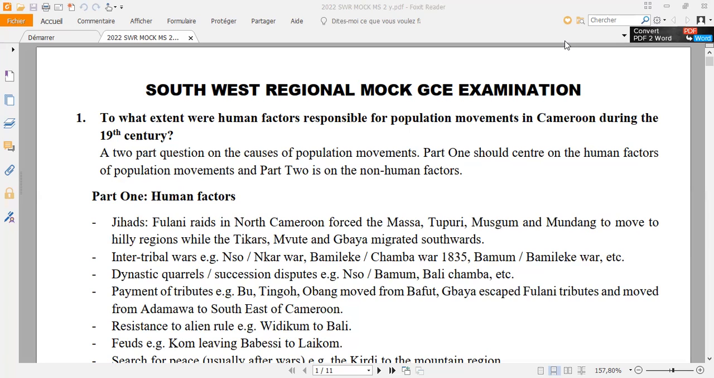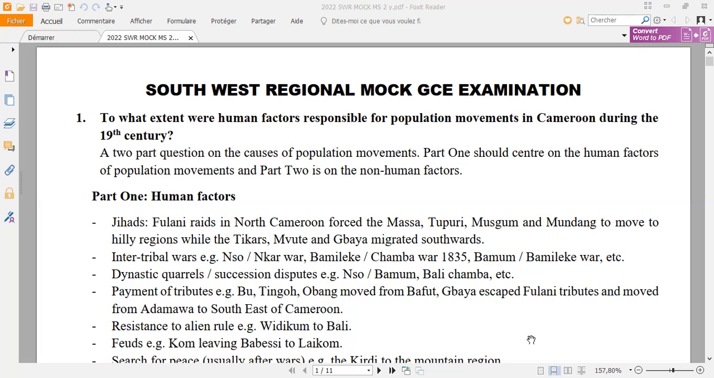For example, part 1 of this question will focus on human factors like the Jihads of Adamawa, which forced some tribes like the Massa, the Tupuri, the Musgum, and the Mundang to move to the hilly region, while the Tikars, the Mvute and Gbaya migrated southwards. You also have another human factor, intertribal wars. Example, the Nkar War, the Bamileke Chamba War of 1835, the Bamileke War. You have the dynastic quarrel or succession dispute, which led to the founding of tribes like the Nkar, Bamum, and the Bali.